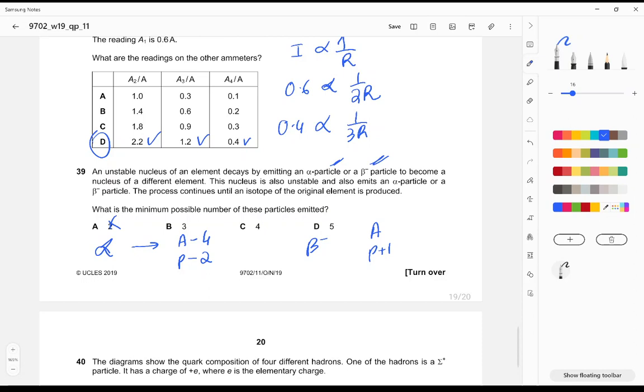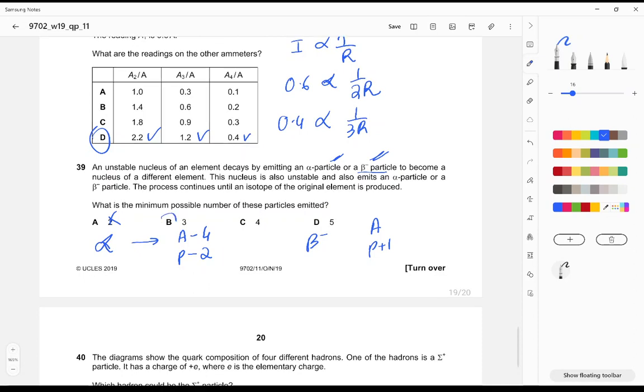But if you look at the three emissions, let's suppose the first one is an alpha emission. If the first one is an alpha emission, then the proton number decreases by 2. This can be followed by 2 beta negative particles, and that would again make the proton number exactly the same. Think over it. 3 is the right answer.